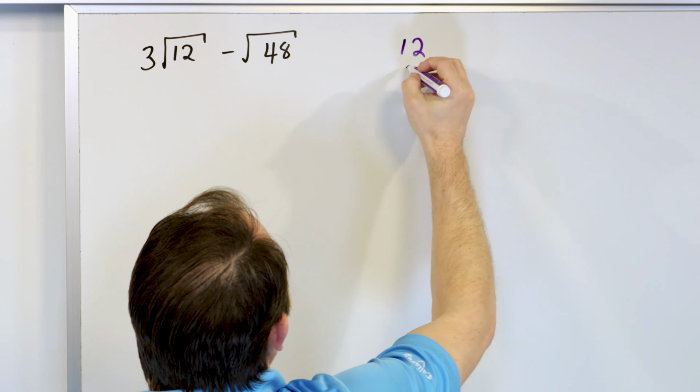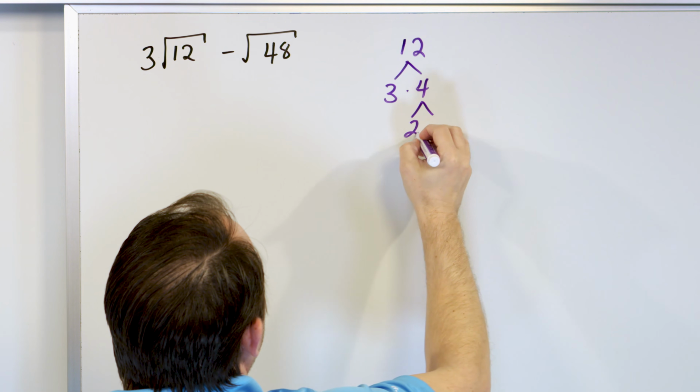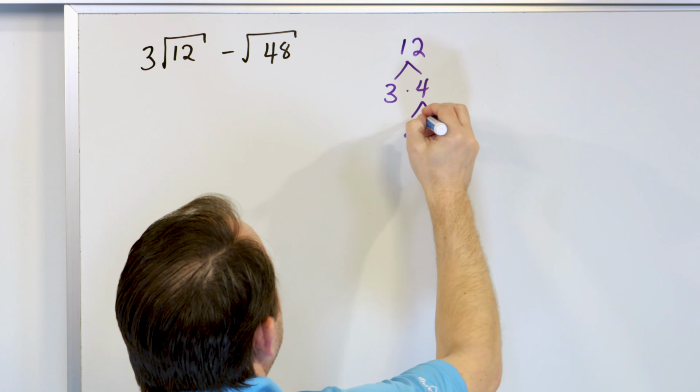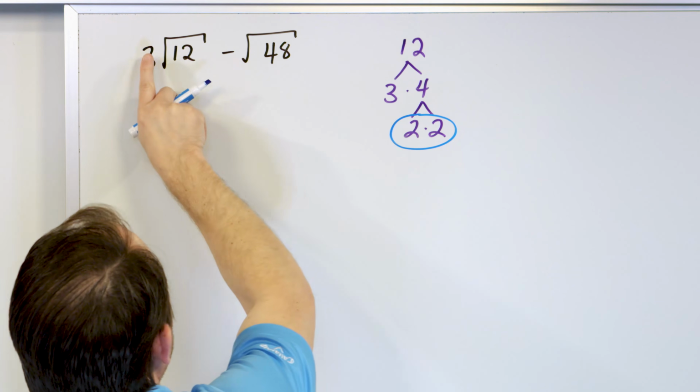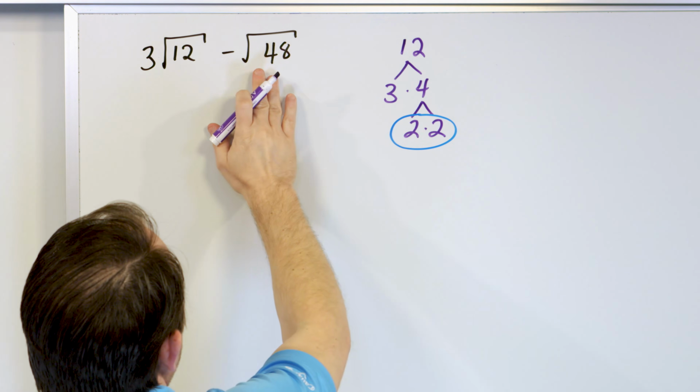So we go over here and write a 12 and we do a factor tree. We know that 3 times 4 is 12. We know that 4 is 2 times 2. All right, so we're done with that factor tree. We're looking for pairs because it's a square root. If these were cubed roots, we'd have to be looking for triplets. But we're not. We're looking for pairs.